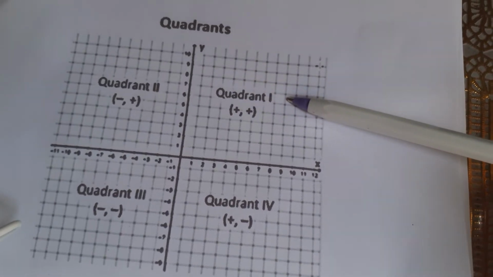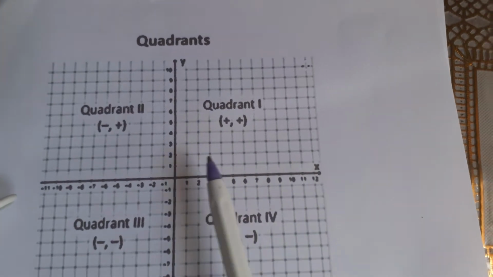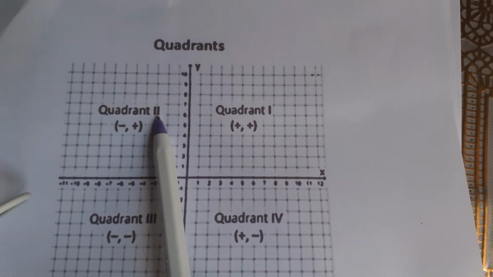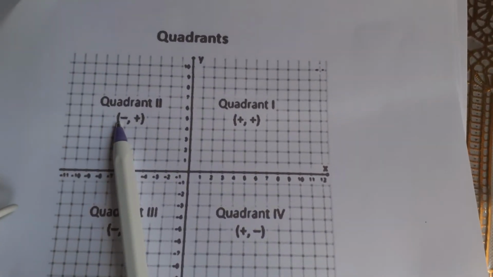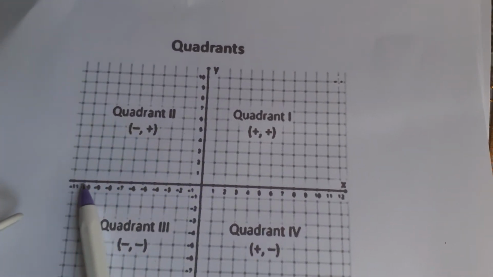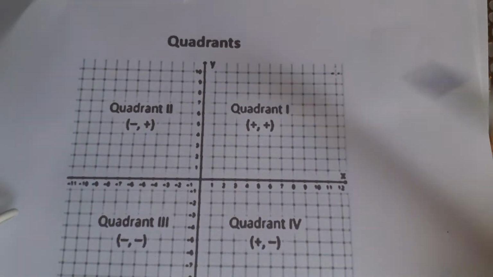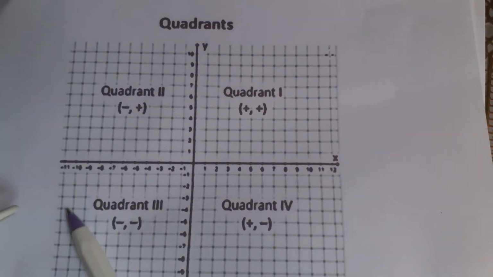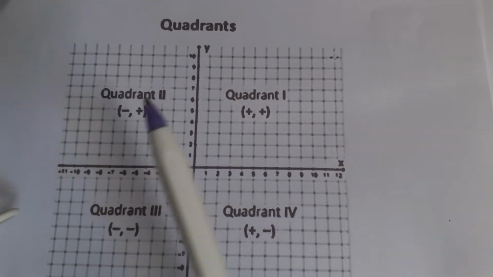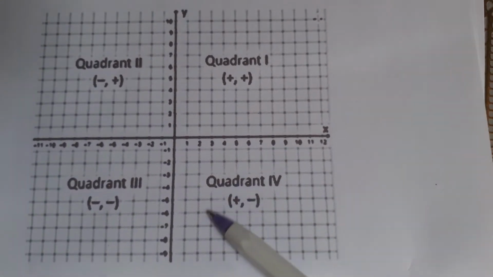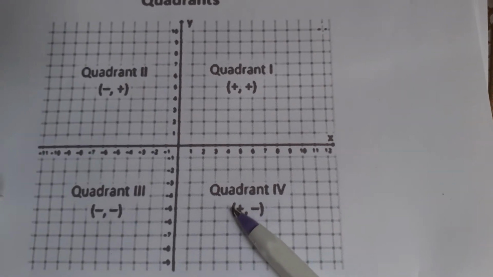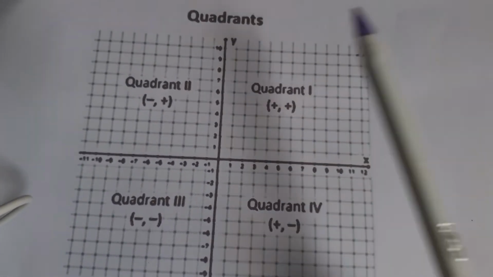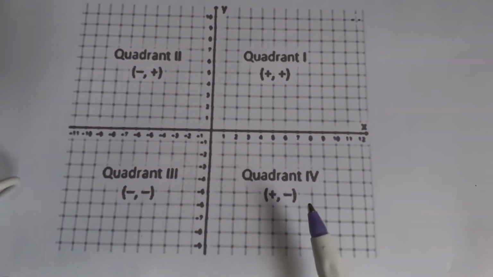This here is quadrant 1, and it's made up of positive numbers. Here are the positive x, here are the positive y, all right? Then we have quadrant 2. In this one, the x is negative and the y is positive. Then we go to the third quadrant, quadrant 3. This quadrant is made up of negative numbers. The x is negative, the y is negative. This quadrant, which is quadrant 4, is made up of the x, which is positive, and the y, which is negative. Okay, so we have quadrant 1, quadrant 2, quadrant 3, quadrant 4.